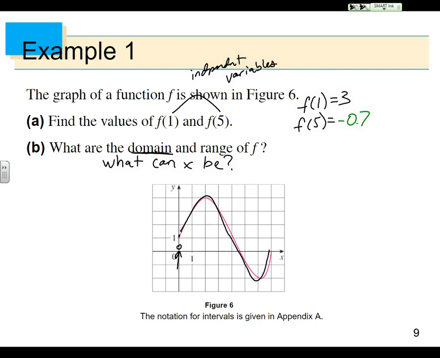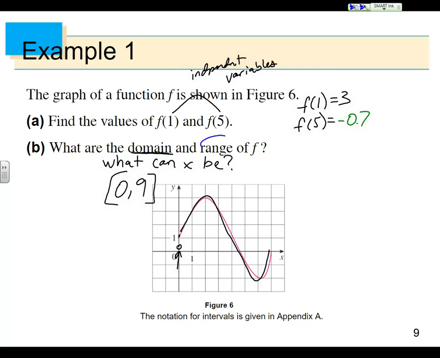So it touches everything from 0 until 9. And to show that it touches 0 and 9, I'm going to be using a bracket on it. I could use a parenthesis there if it wasn't touching but going right up to it. Maybe we'll see one of those in just a minute.